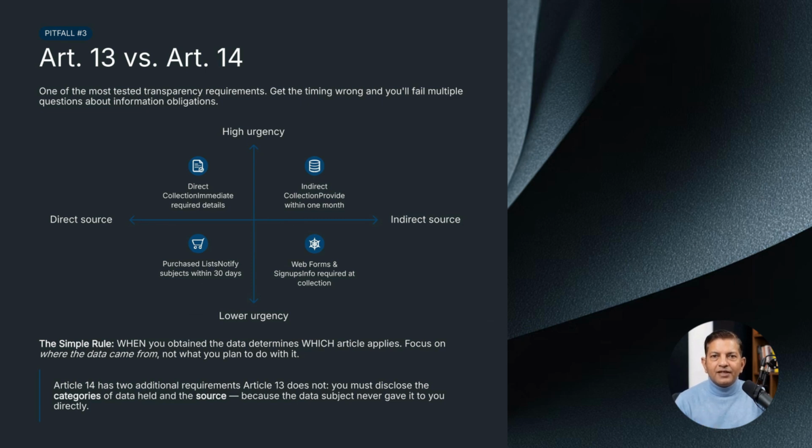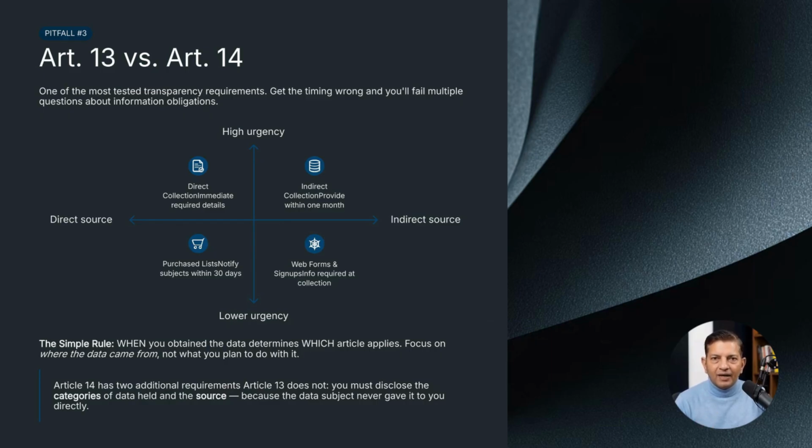The timing is different here. You must provide information within 1 month of obtaining the data, or before your first communication with them, or before you disclose it to another recipient, whichever comes first. Notice the flexibility here that Article 13 doesn't have.